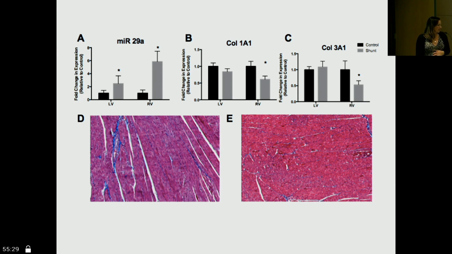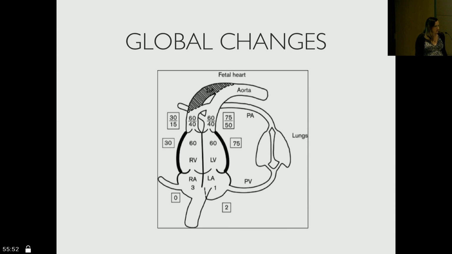And so we looked at, in our model, and the gray bars are shunted animals here, and microRNA 29 was much more highly expressed. And that correlated with downstream targets, which microRNA 29 inhibits downstream. Both collagen 1 and collagen 3 were decreased, and fibrosis was decreased slightly in the shunted RV compared to the control.